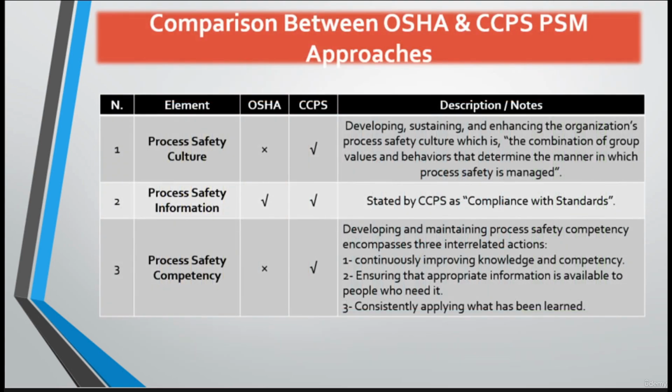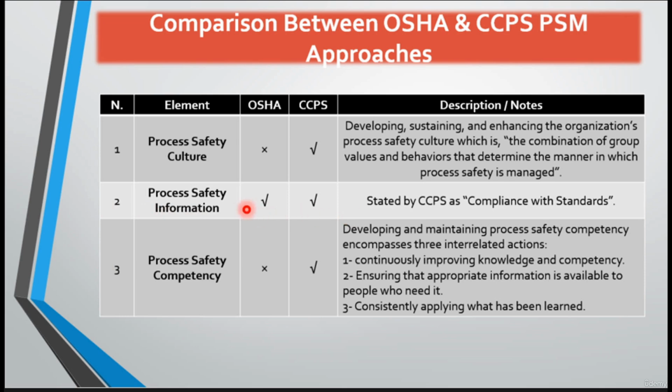Okay, so here we have the first element, which is the process safety culture. This element is adopted by CCPS and not adopted by USHA. So what is the process safety culture? Process safety culture is the combination of group values and behaviors that determine the manner in which the process safety is managed.